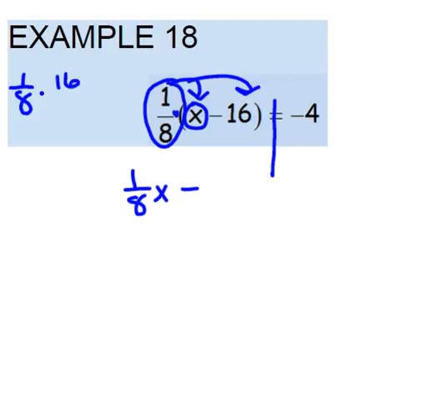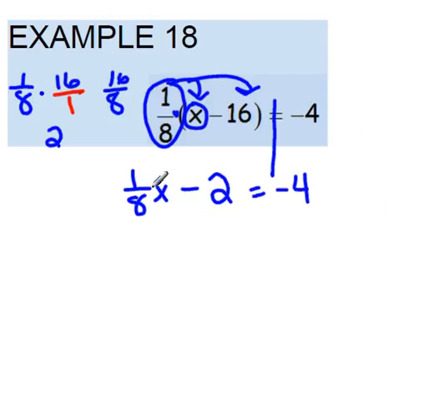So I have 1/8 times 16, and remember when we're dealing with whole numbers and fractions, we're going to turn that into a fraction by putting it over 1. So now I have 1 times 16, which is 16, and 8 times 1, which is 8. If we reduce that, we get 2. So it's just going to be minus 2, and all of that will equal 4.